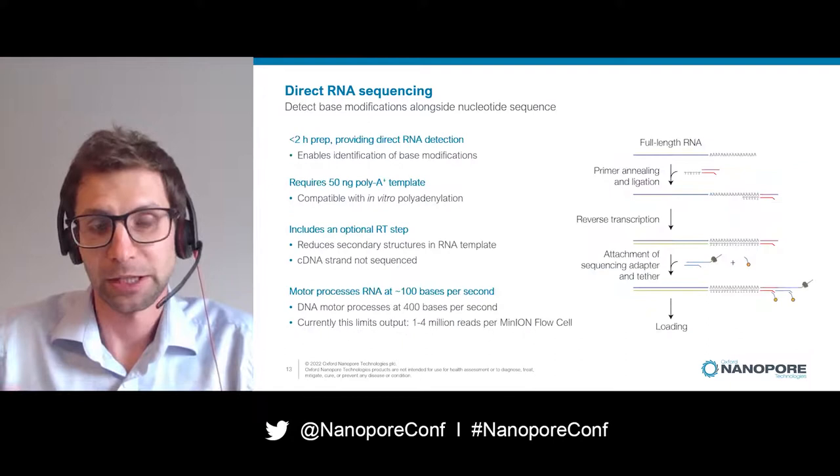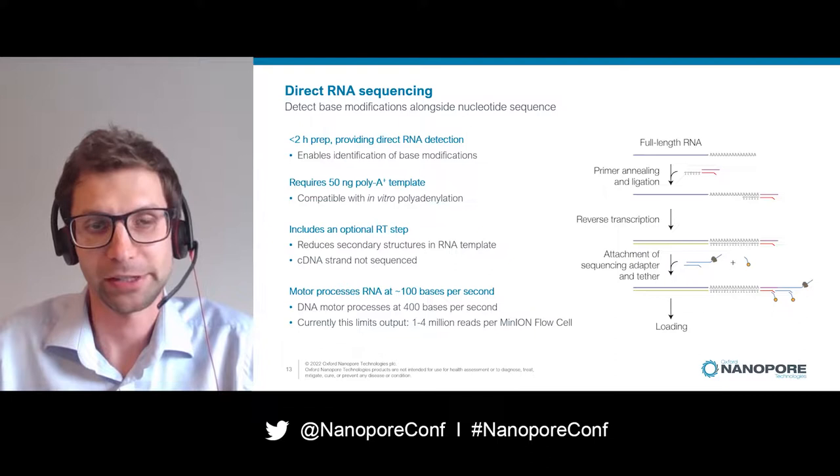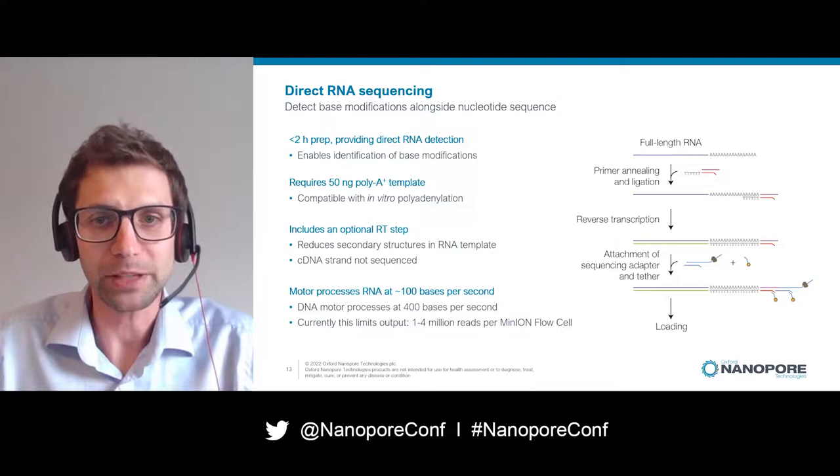And now, let's take a closer look at the direct RNA approach. This approach enables us to gain access to information such as base modifications, and this is the main reason why you would want to use the direct RNA sequencing kit. The prep is fairly straightforward. It takes less than 2 hours and requires 50 nanograms of polyadenylated template.